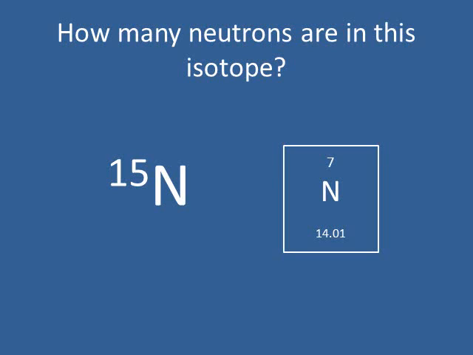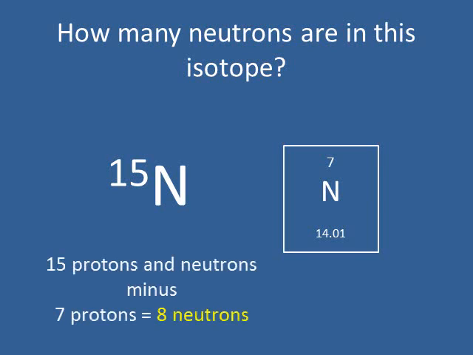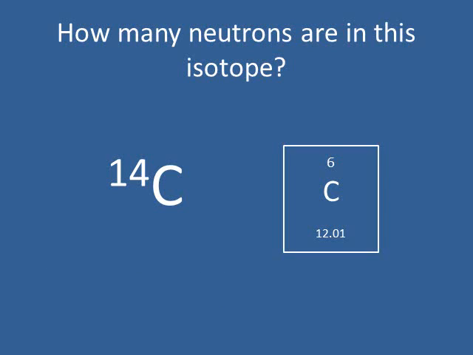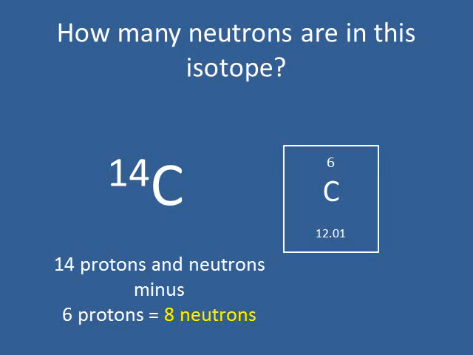Okay, so heavy nitrogen, 15N, we would look at that atomic mass number of 15 and subtract the atomic number of 7 to get a total of 8 neutrons in this heavy nitrogen, 15N. And then in heavy carbon, 14 carbon, we would subtract the atomic number 6 from that atomic mass number of 14 to get 8 neutrons inside heavy carbon.